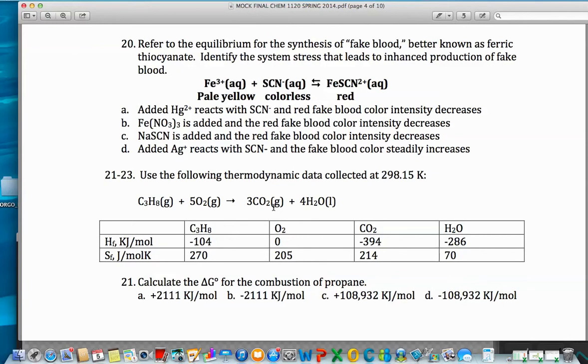So let's look at B. I'm going to add ferric nitrate and the intensity goes down. Actually, the opposite would occur. I'm going to add SCN and it says the fake blood decreases. That's not correct. I add silver plus with SCN, which is going to decrease its concentration. That would also shift the equilibrium to the left.